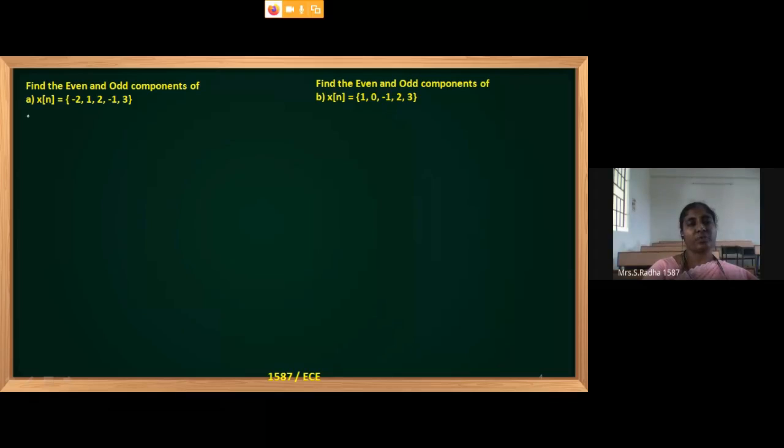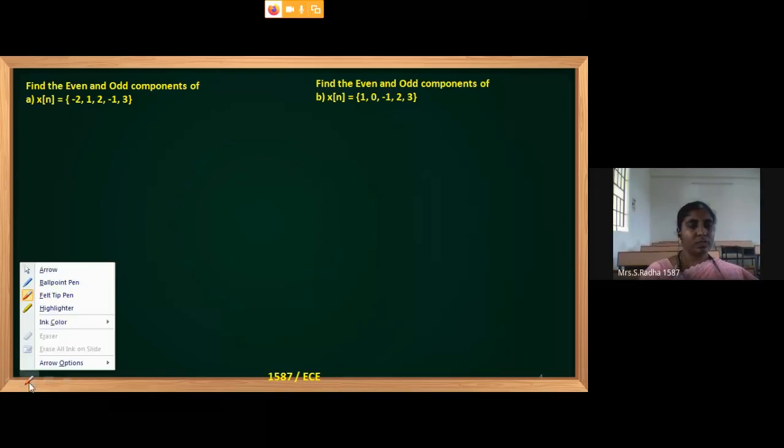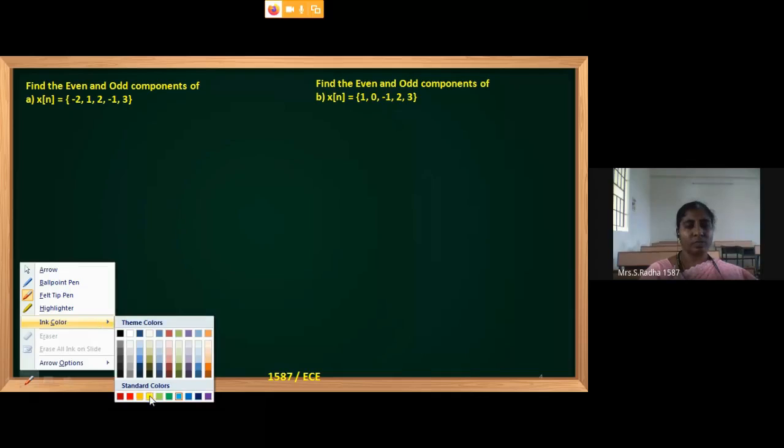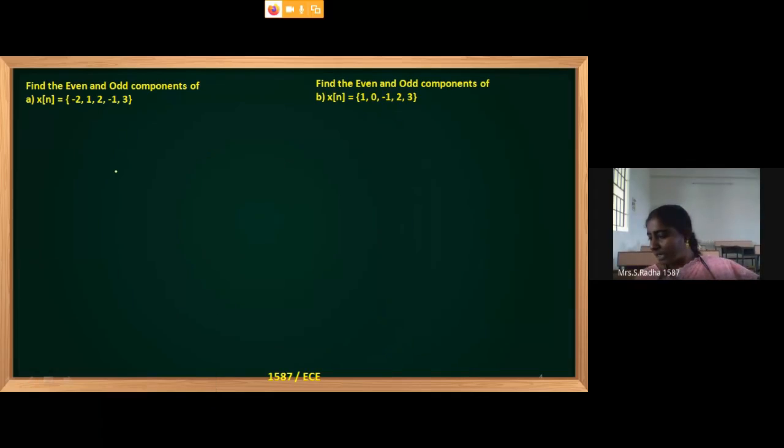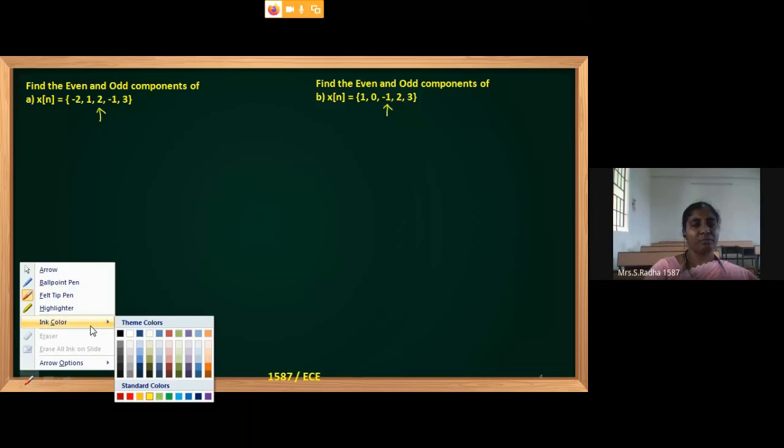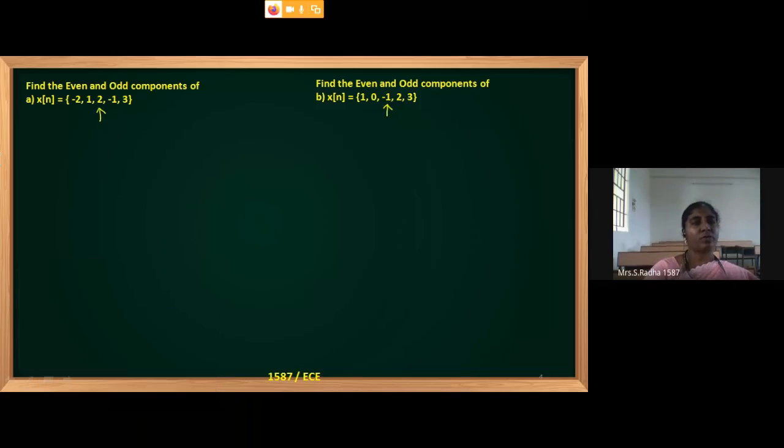This is A. Okay, first question. I have a small inclusion in the question: I will take an arrow mark for the third element. The arrow mark indicates the value exists at origin. Okay, this is our question. Now coming to the solution.